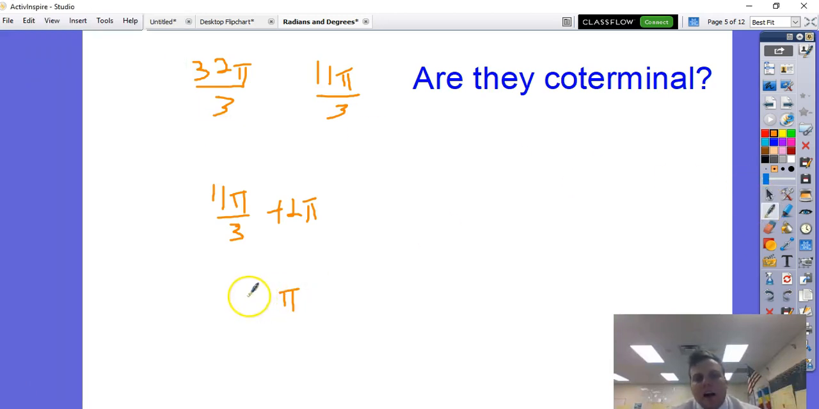Now, some of you might be saying, oh, okay, so they're not coterminal. Well, hold on there. You got 17 pi over 3. Am I past 32 pi over 3 yet? Am I greater than 32 pi over 3? No. 17 pi over 3 is still smaller.